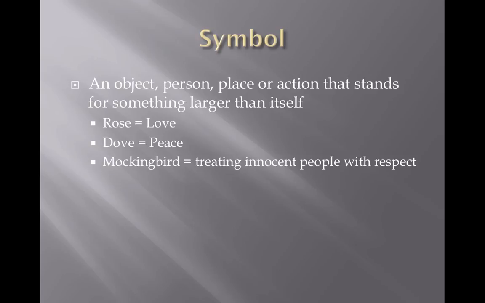Then we have symbols, which we've gone over before. So basically where we have an object, a person, a place, or an action that stands for something larger than itself. I like to think of it as a concrete item that represents something abstract. So a rose represents love. A dove represents peace. The mockingbird represents treating innocent people with respect and not harming an innocent person who has done nothing wrong. So something concrete that represents something abstract.